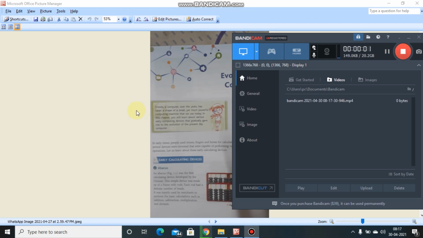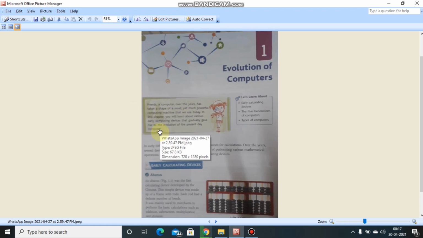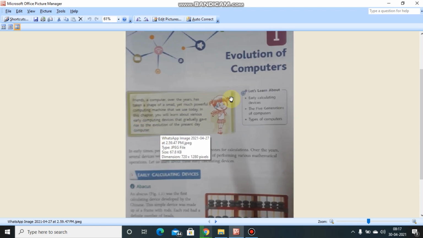Good morning, students. As I had mentioned in my previous video that I would be reading the chapter, I would request you kindly take out a pencil and read along with me. The name of the chapter is Evolution of Computers. We will start from here.